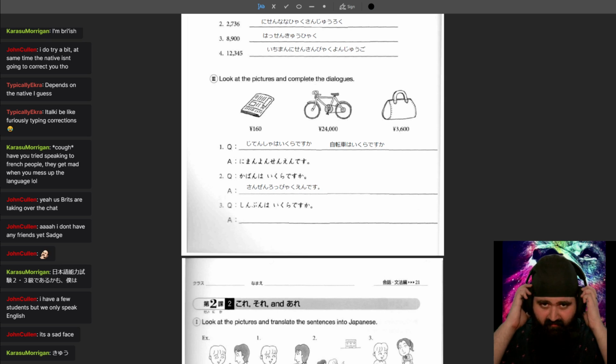I'm like saying it for myself, but my reading and writing is probably like N3 and my listening comprehension is probably N2. Not that I know.